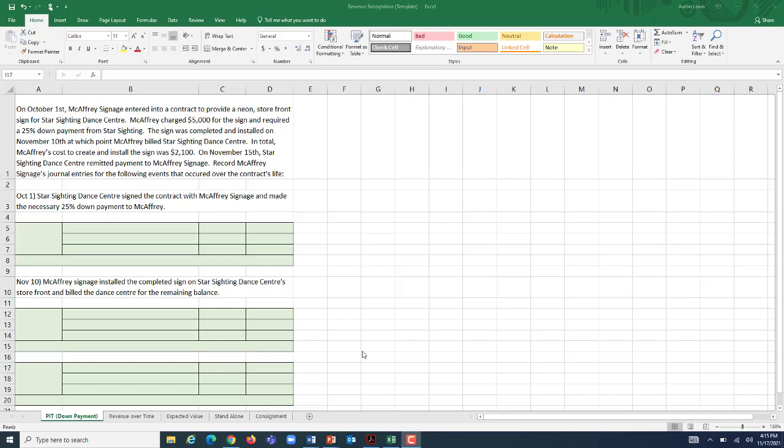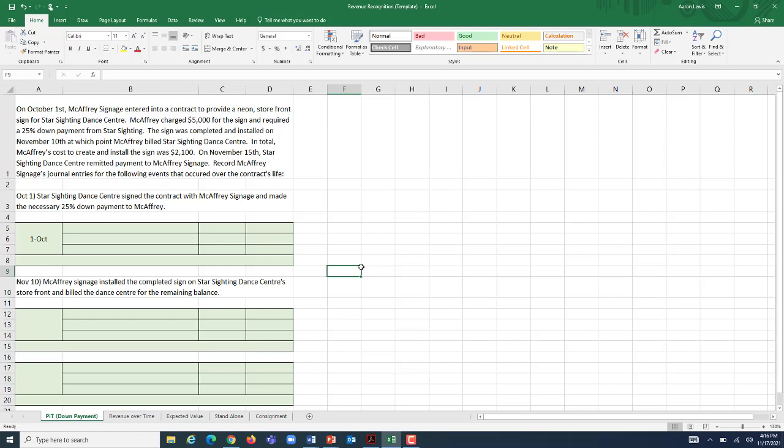So we need to record journal entries for this process of recognizing revenue at one singular point in time when there is a down payment. The first thing we need to record is that down payment itself. On October 1st, Star Sighting is going to sign this contract with McCaffrey. Well, what of substance is happening here?